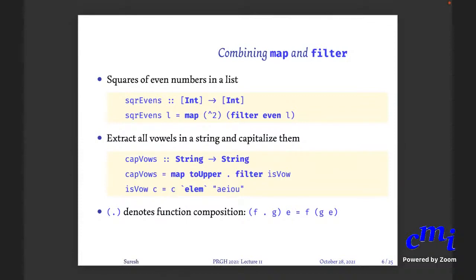Remember, map is a function with 2 arguments, right? The first argument is a function and the second argument is a list. When you say map toUpper, you are fixing the first argument. So now map toUpper is a function with 1 argument, of type list A arrow list B. And filter itself is of type (A arrow Bool) arrow list A arrow list A, right? So you are supplying the A arrow Bool argument, so filter isVowel is list A arrow list A. So ultimately I should be saying capVowels of L equals something like this.